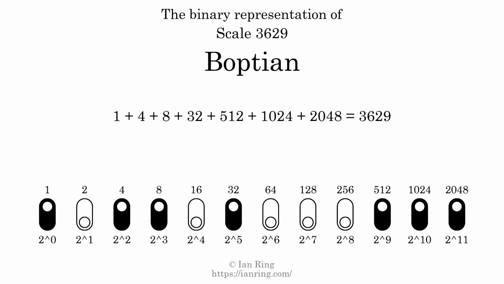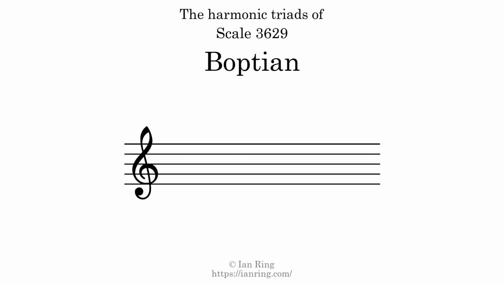3629. The scale number not only enumerates the scale with a unique index, but it also literally describes the tonal content of the scale. Represented as a binary number in base 2, the scale number is 1110000101101. Here are the harmonic triads present in this scale.